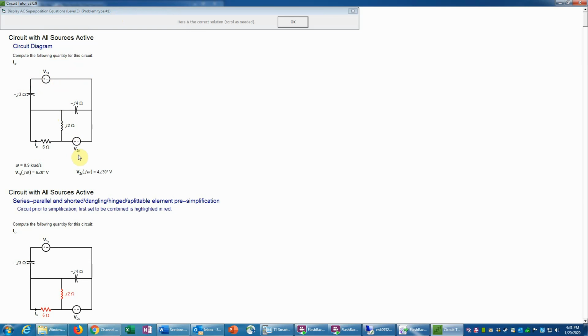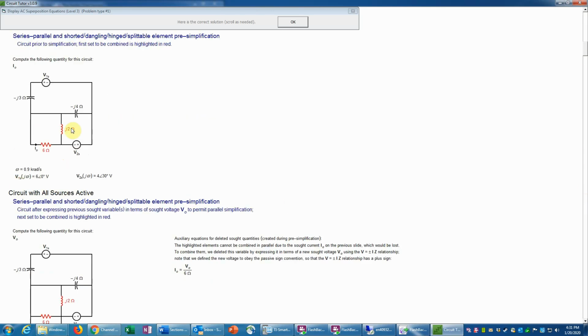It's always best to do any possible simplifications before we start turning off sources. Otherwise, you'll end up having to repeat the process more than once, and that would just waste time. So let's go down here, and we notice that these two passive elements are in fact in parallel. However, there is a problem because one of them has a sought current, and we cannot combine things with a sought current because that would destroy that sought current.